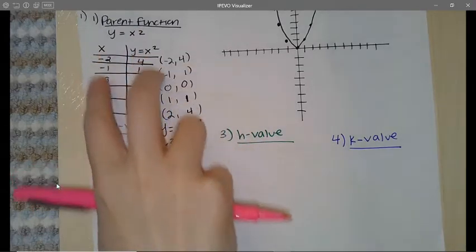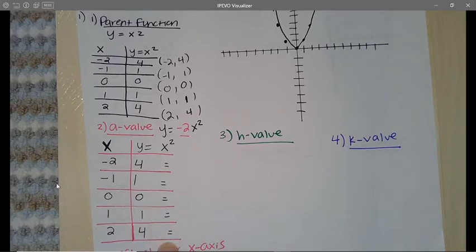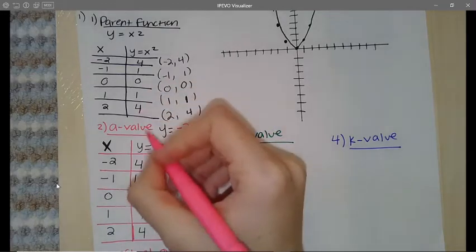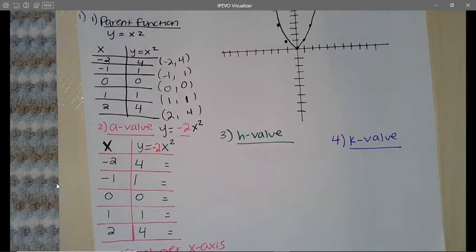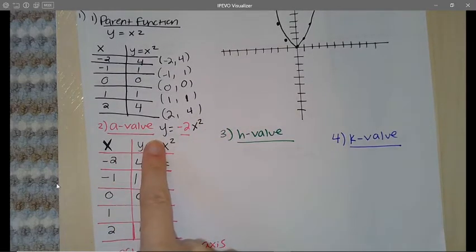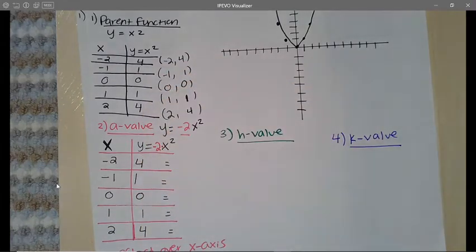Okay, so go ahead and copy down these points, make your table. I left a little space here because we're going to be multiplying something to our y values. So go ahead and copy this down. Okay, so now that we have the equation y equals -2x squared, these points are the points for y equals x squared. Now we have the equation -2 times x squared.